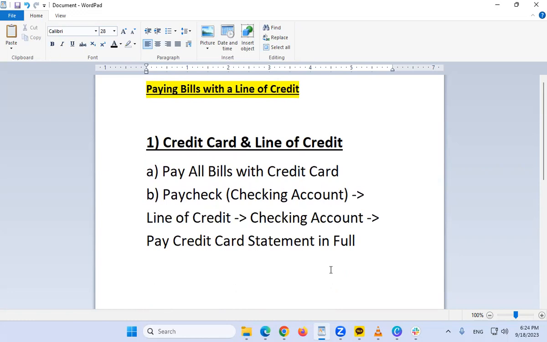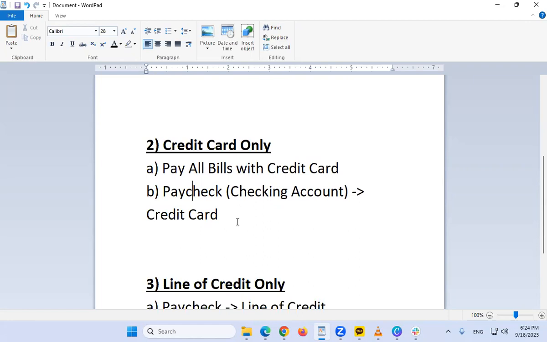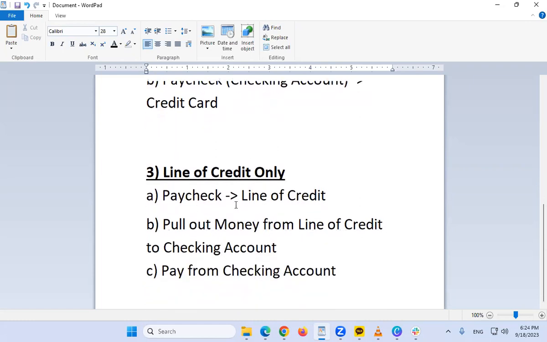Yes, you do need a checking account for that, because the checking account is going to pay off one of the bills. So this one, you're using a checking account. The source of funds is from the line of credit, right? It goes to the checking account, and then you pay off your credit card statement, hopefully in full. Okay. And then here, checking account to credit card, dump all your income into that credit card, and then pay your expenses out of that credit card. And then here, if you have a line of credit, you dump your paycheck in the line of credit, and then every single time a bill is due, you have to take out that amount and put it back into the checking account, and then pay from that checking account.